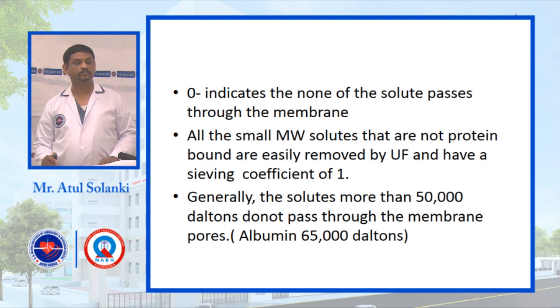All small molecular weight solutes that are not protein bound are easily removed by ultrafilters and have a sieving coefficient of 1. Generally, solutes of more than 50,000 daltons do not pass through the membrane. It means albumin, which is more than 65,000 daltons, will not pass through into the ultrafiltrate.